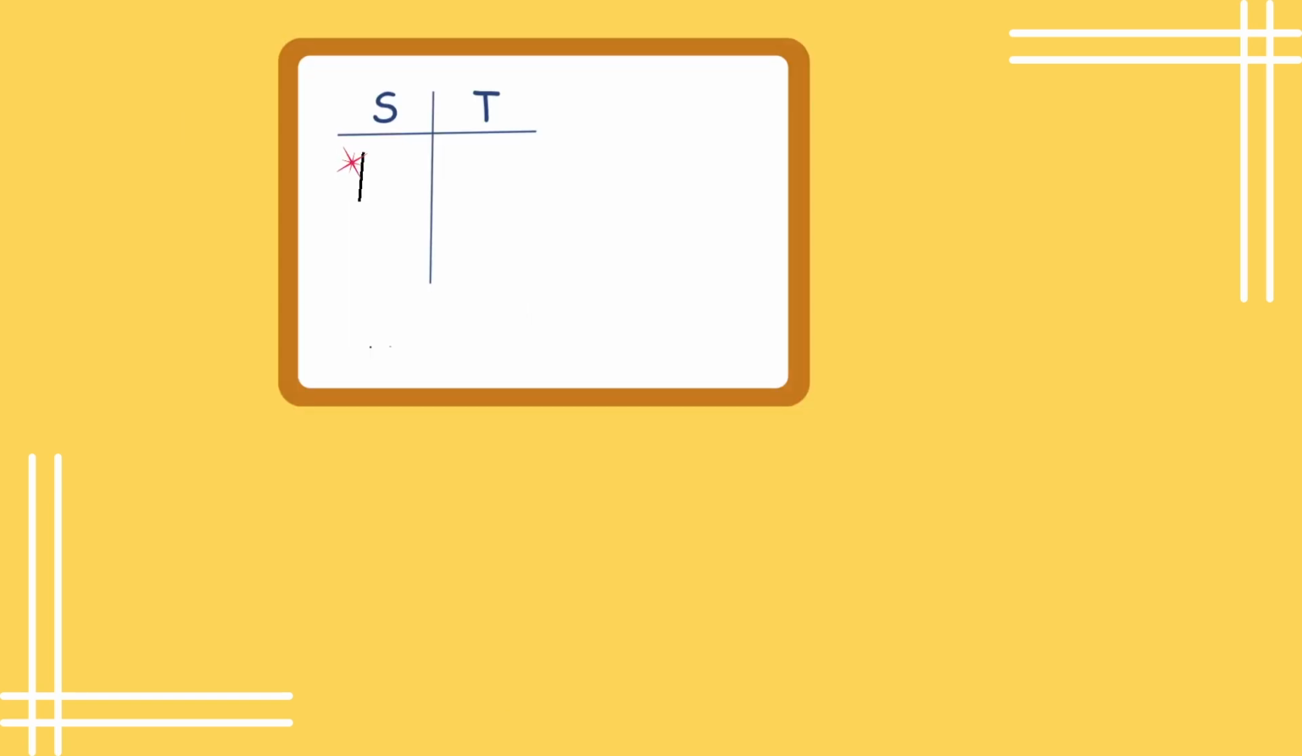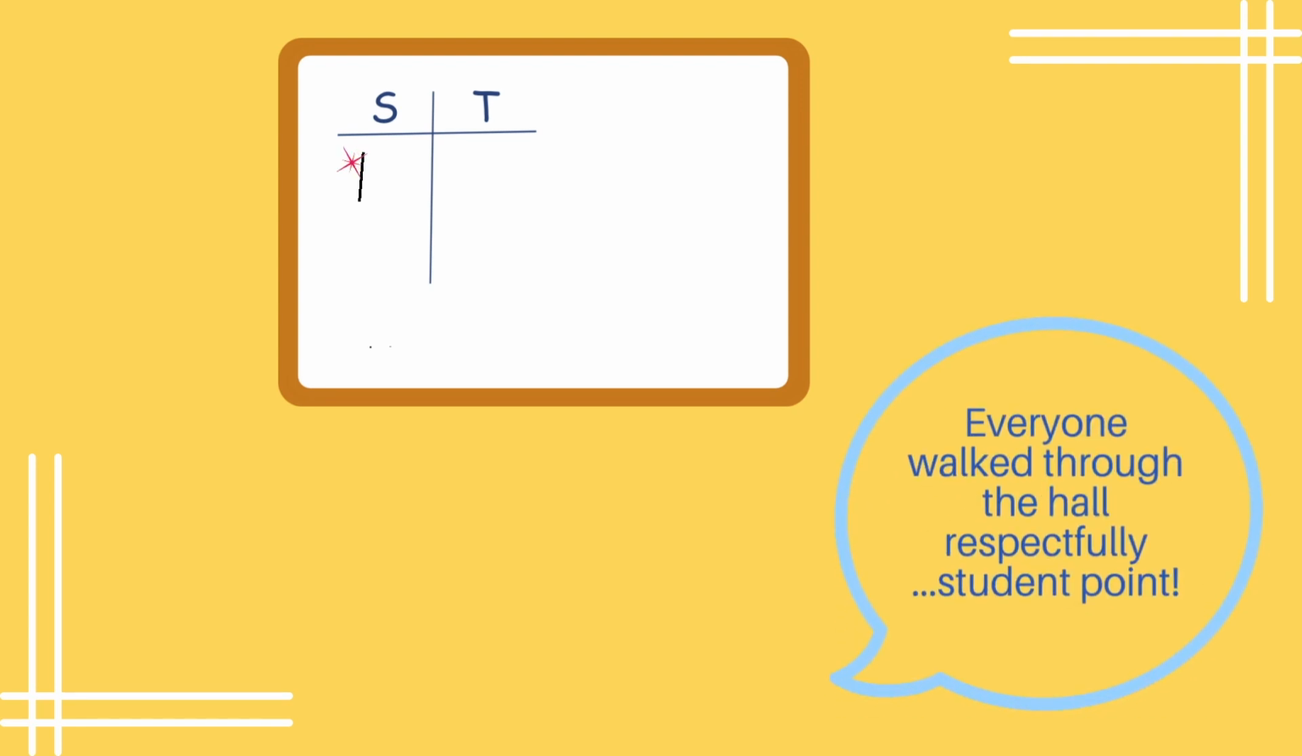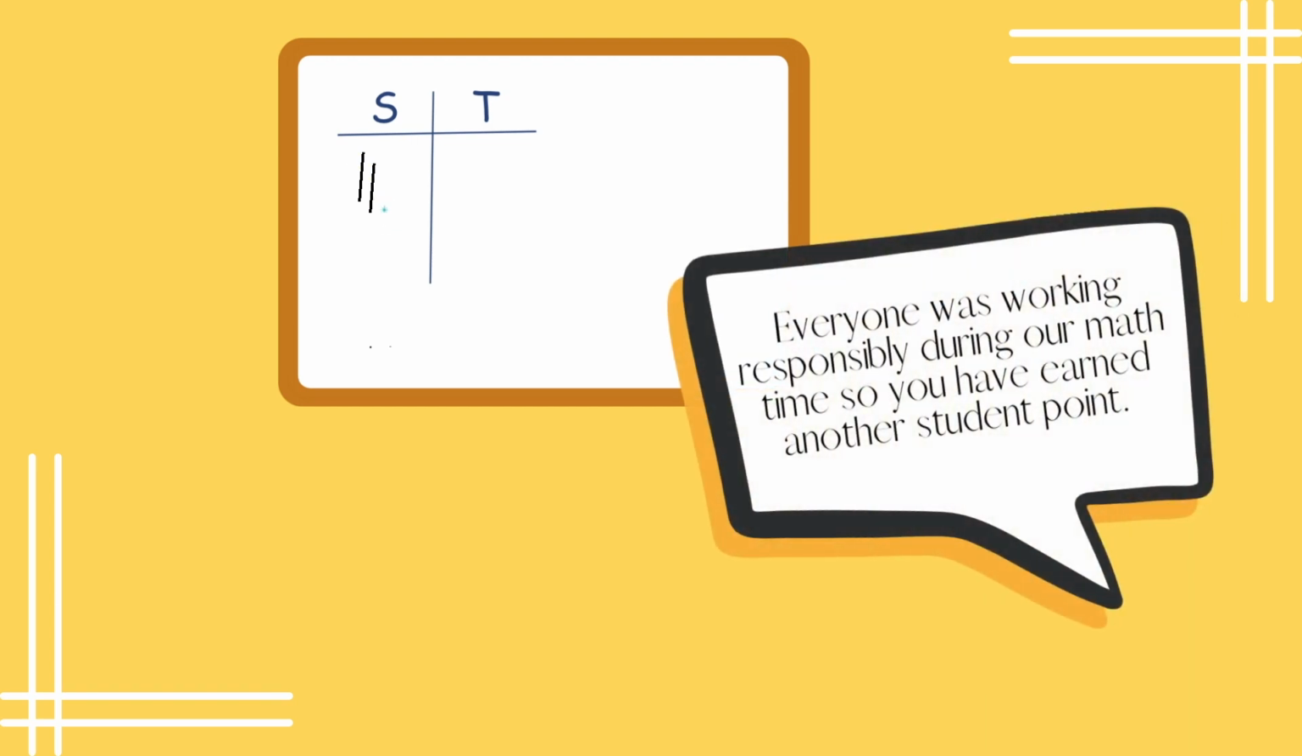When you see your class following a classroom expectation, add a tally in the student column and quickly identify the expectations they followed. For instance, everyone walked through the hall respectfully, student point. Or, everyone was working responsibly during our math time, so you have earned another student point.